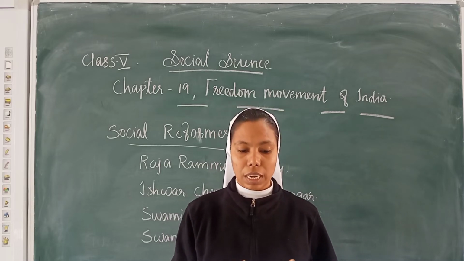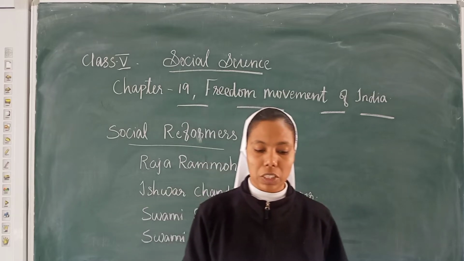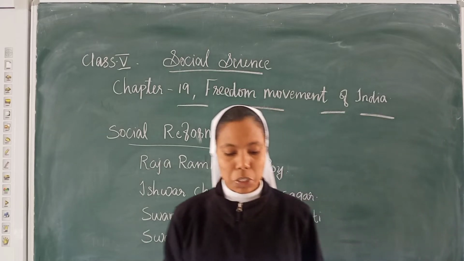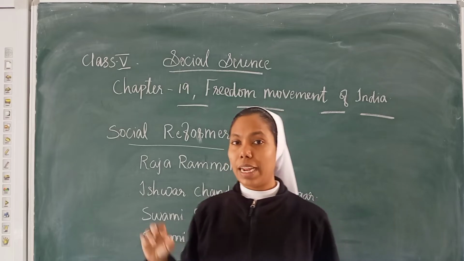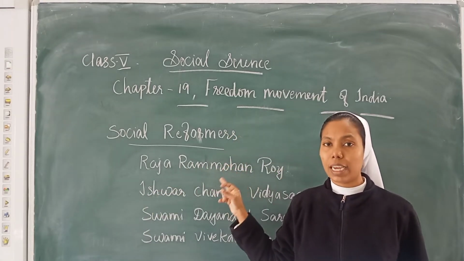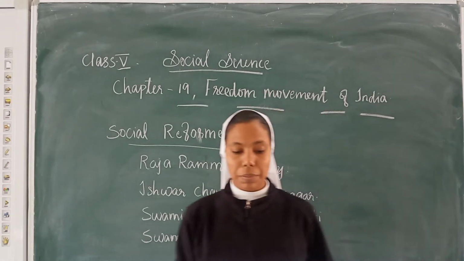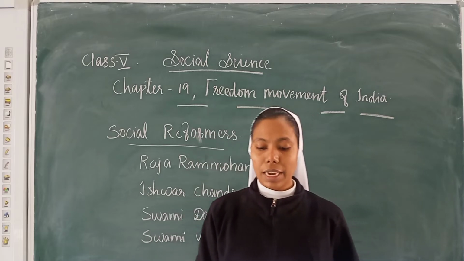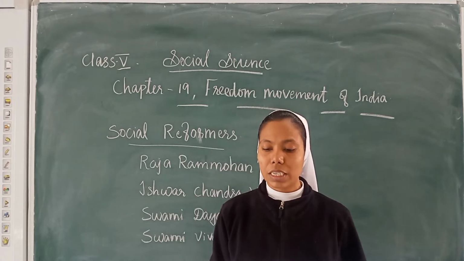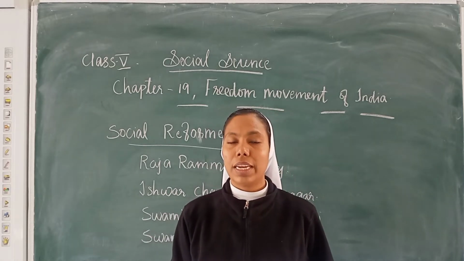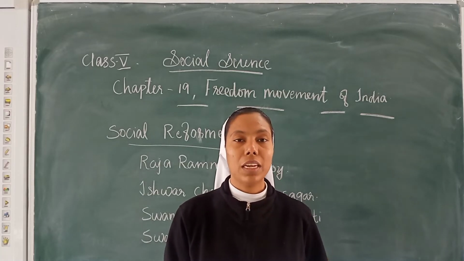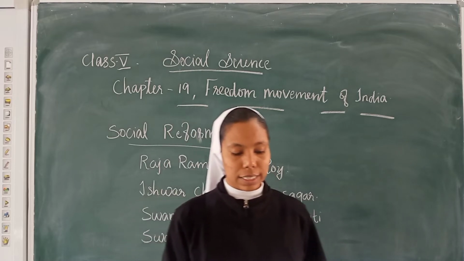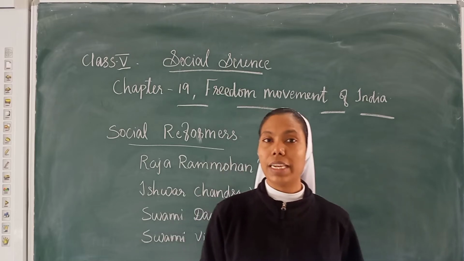We already spoke about the reformers, and Raja Ram Mohan Roy is known as the father of modern India. He founded the Brahmo Samaj, and he worked to put an end to cruel rituals and superstitions. As a result of his effort, the British government stopped the practice of sati.